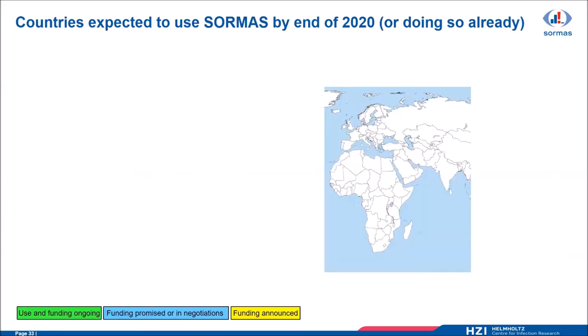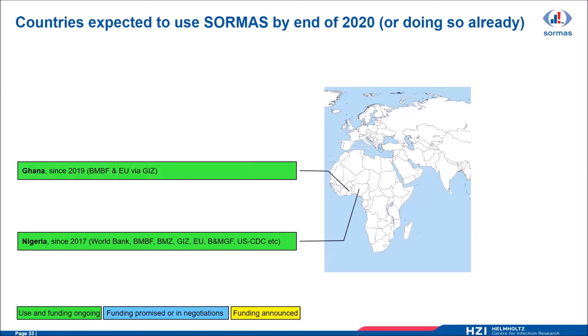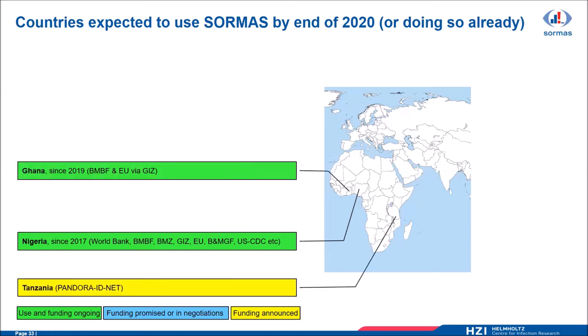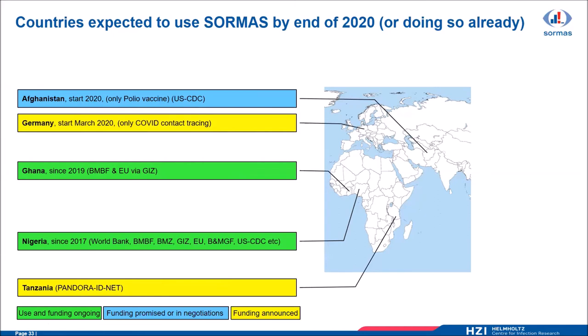Now, this is also very important. Especially for COVID-19, we've seen an increased request to use SORMAS for COVID-19. SORMAS has been used in Nigeria since 2017 and in Ghana as well since 2019. SORMAS is already currently deployed in Tanzania based on the Pandora project. Then in Afghanistan, we're about to use SORMAS also for campaign management for polio. It has started in Germany since March 2020, covering the whole country now.